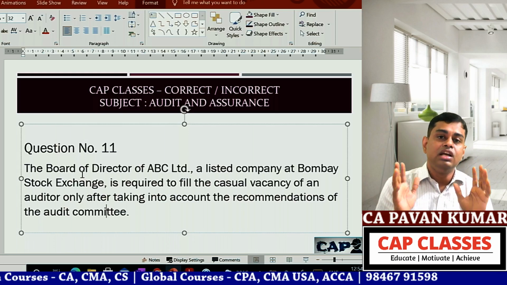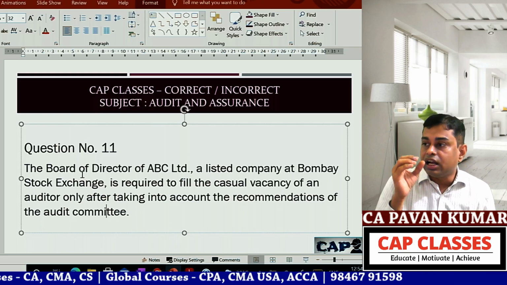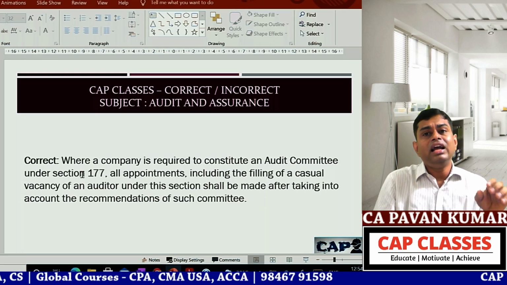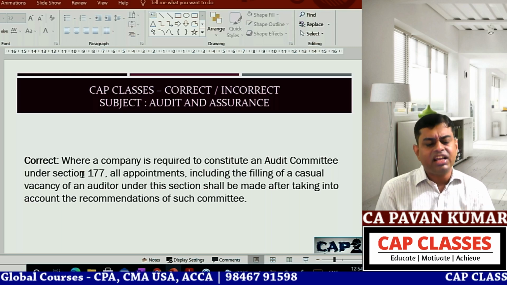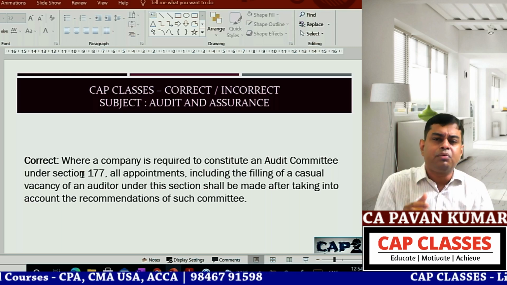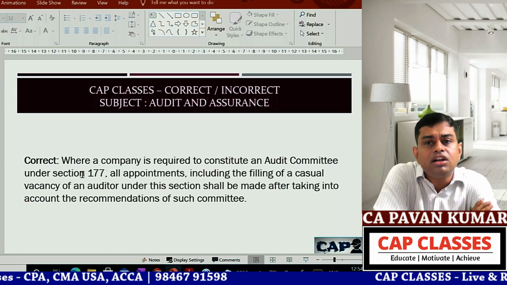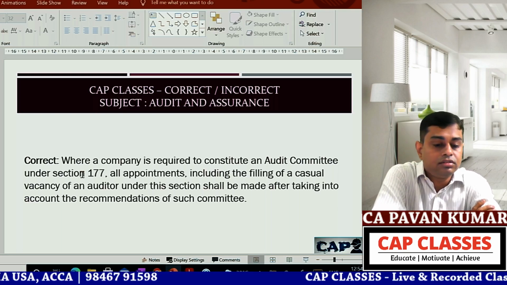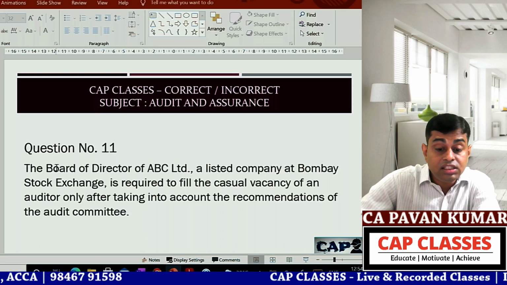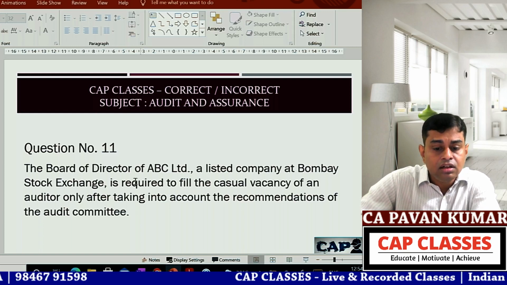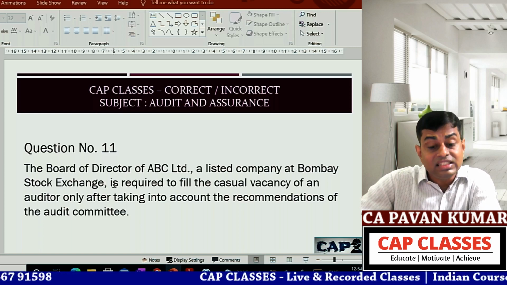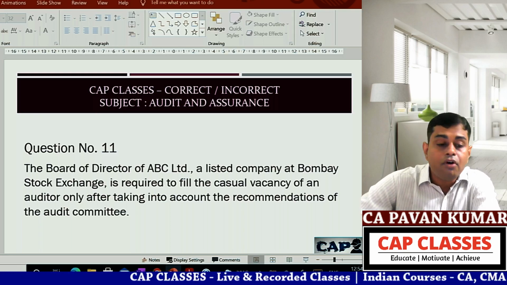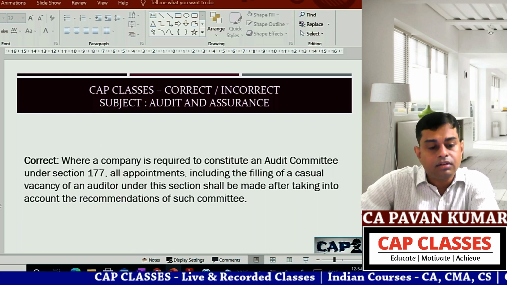One thing is clear. If an audit committee is there, the recommendations of the audit committee shall be considered in appointing the auditor in all situations. Whether it is casual vacancy, whether he is first auditor, second auditor, third auditor, subsequent auditor, or a casual vacancy auditor, whatever it is, you need to consult the audit committee recommendations. So, what is the question? The question is, the board of directors is required to fill the casual vacancy after considering recommendations of the audit committee. This is the question. The answer is correct.